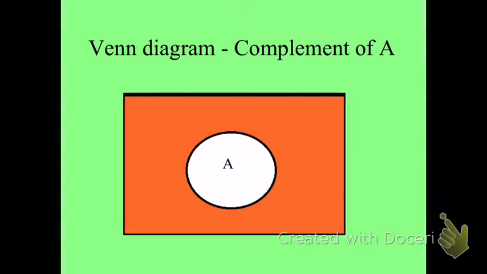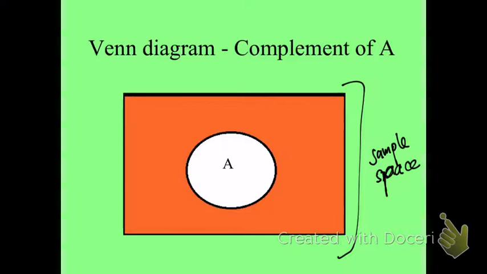So I have this rectangle. My rectangle is my sample space. They use a rectangle to represent your sample space. So that's the entire thing. Then inside, the circles represent events. So I have event A.